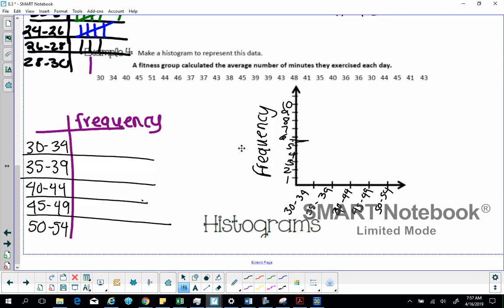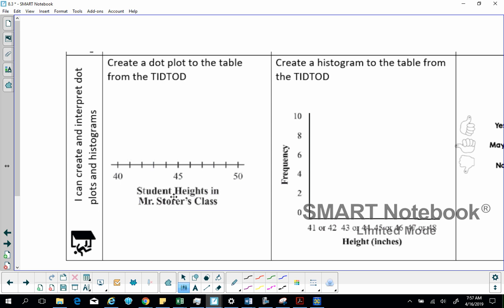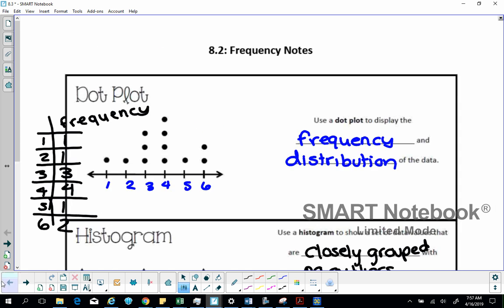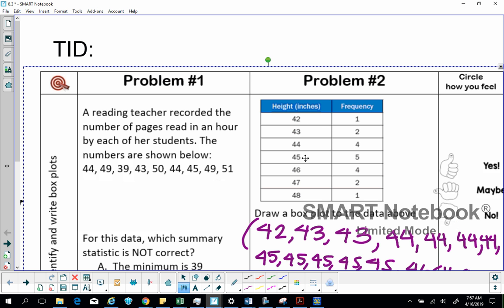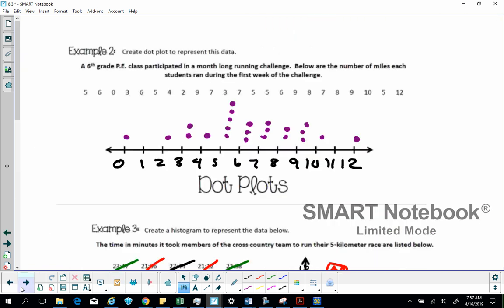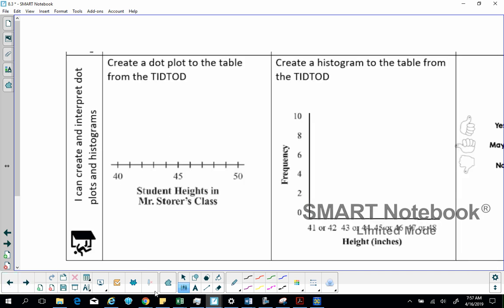So you're working on those 2. Your ticket out the door looks like this. You're using the same data that you used on the first problem, and you're creating a dot plot and a histogram. So it's the same data you used on this one. You're using that table. We already wrote out the numbers like that. You're just creating a dot plot and a histogram to that same data. That's your ticket out the door. Does that make sense?